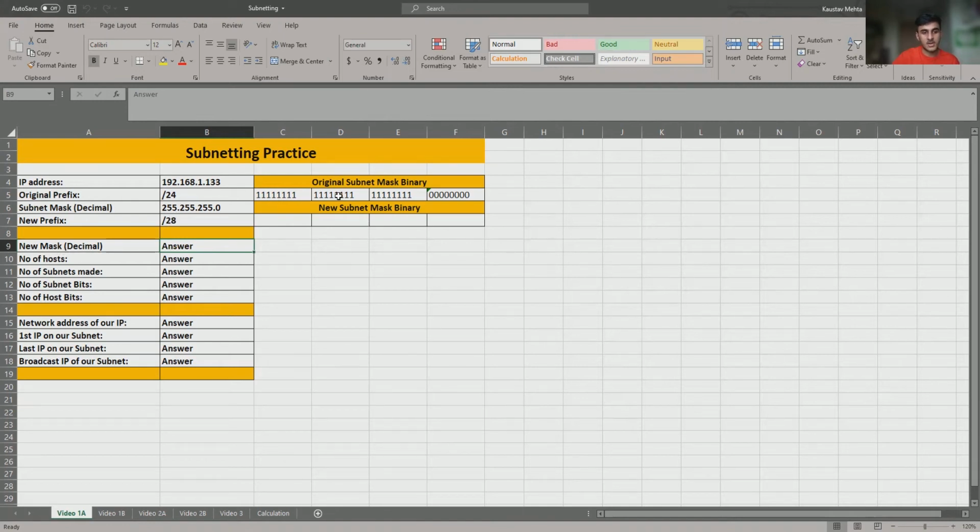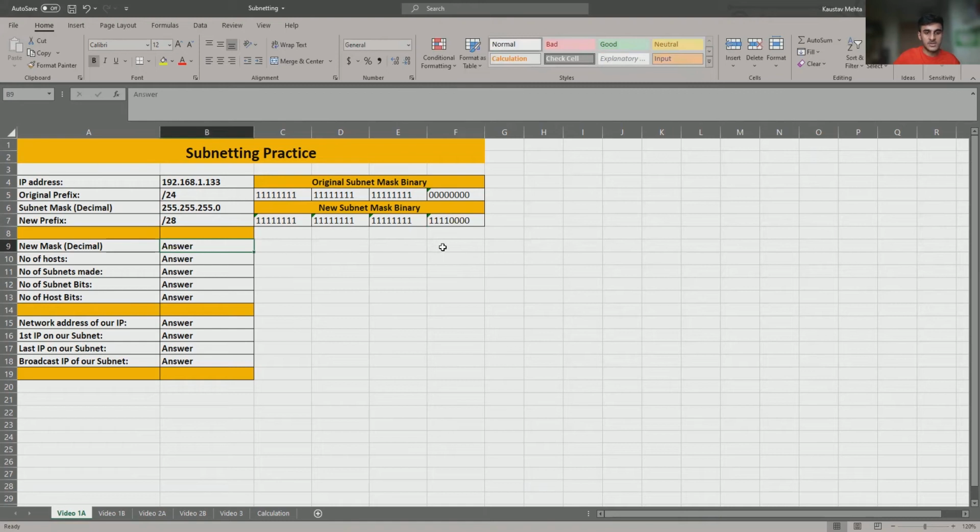So currently the original subnet mask is /24, which means that the first 3 octets have all ones, and then the last octet is obviously 0. So the new subnet mask in binary will have 8 ones again for the first octet, 8 ones again for the second octet, 8 ones again for the third octet. And in the fourth one, since we're taking 4 more additional bits from the original mask, the first 4 digits will be ones, followed by zeros. So 4 ones and 4 zeros. So this is our new subnet mask in binary.